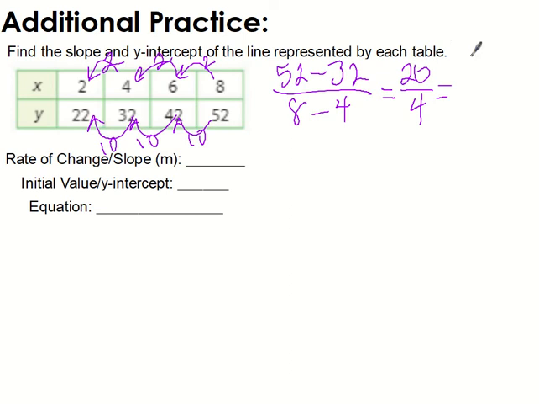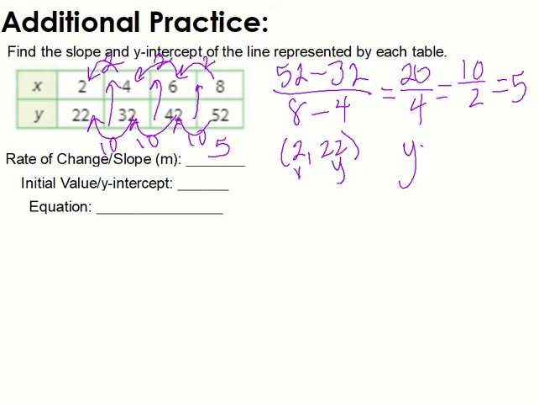Okay. 10 over 2, we'll notice that's what we got here, 10 over 2, which just gets us 5. So our slope's 5. So now to find the initial value, I'm going to take just one of my points. So I'm going to use 2, 22. And if you want, this is a good place to pause again and check to see if you can find the initial value yourself. So I'm going to use this point, x and y, and I'm going to plug it into the equation y equals mx plus b.